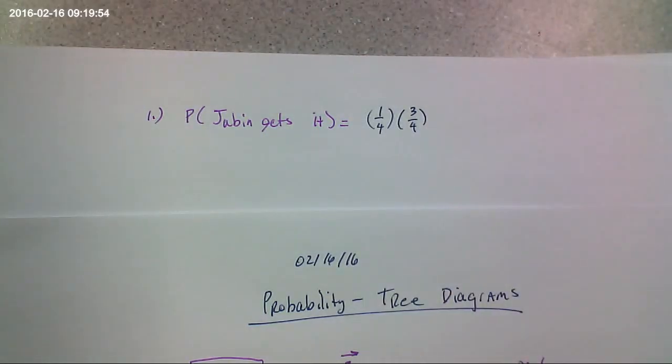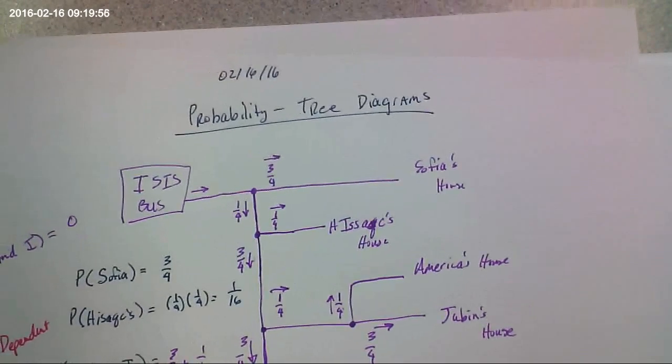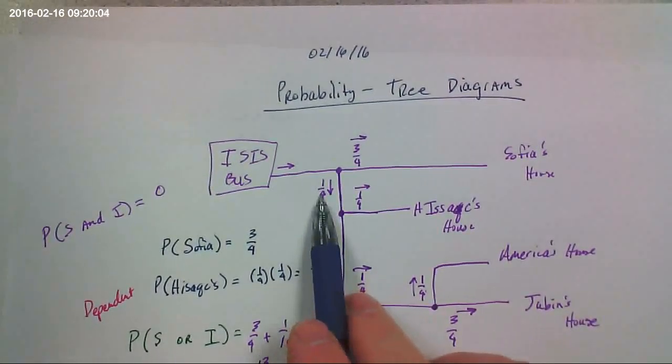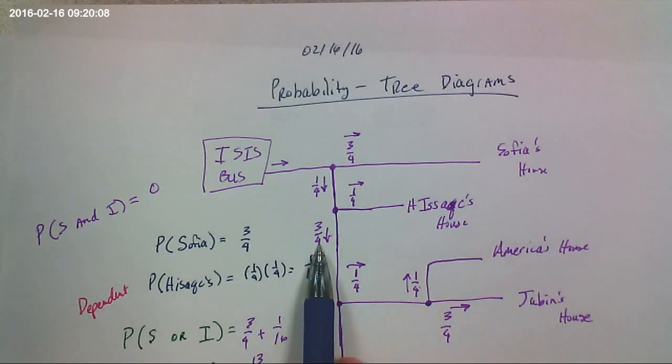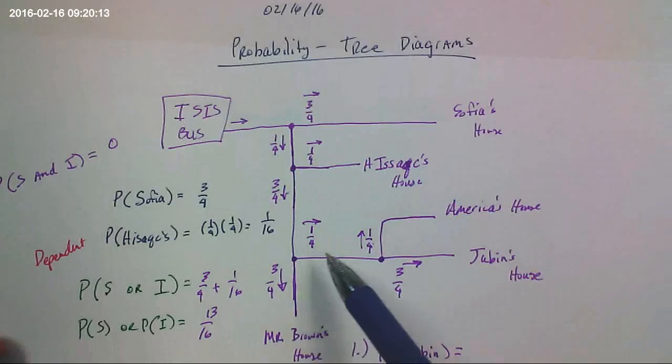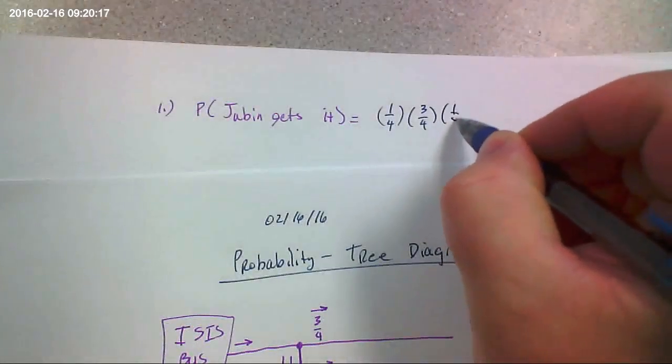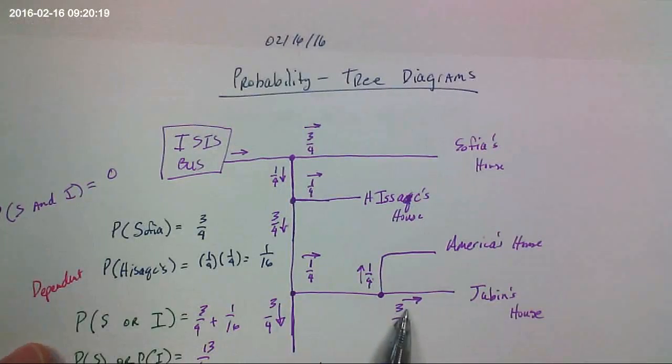Is that right? Yeah. Why do you multiply them instead of add them? Because they're dependent on one another? Oh. Because like this one here has to happen before this one can happen, right? Okay. 3/4, then 1/4, because we have to take a turn there. Is that right? And then another 3/4. Is that right?